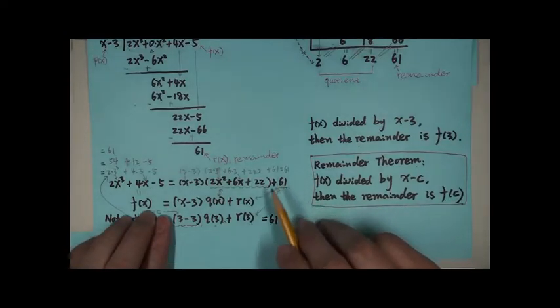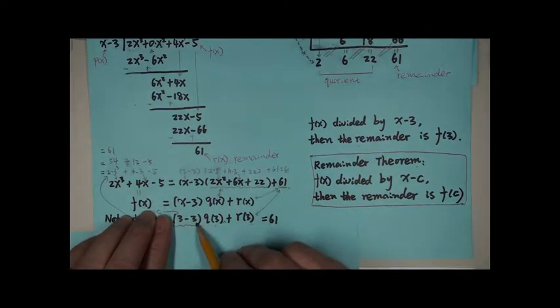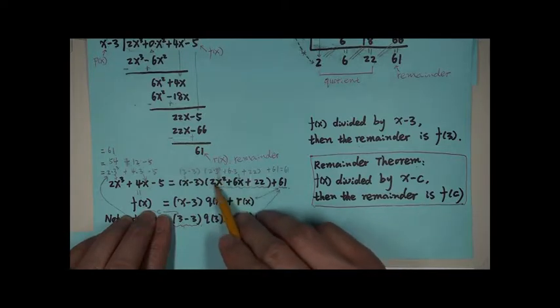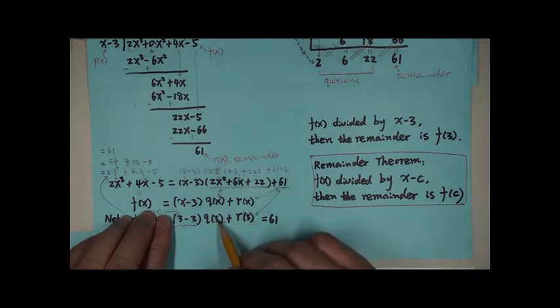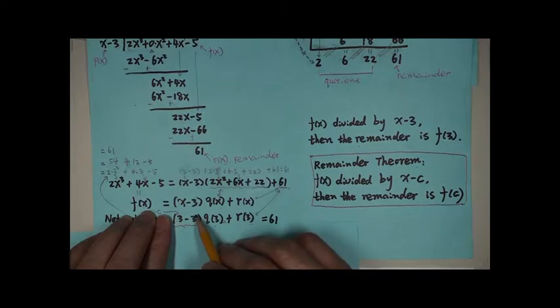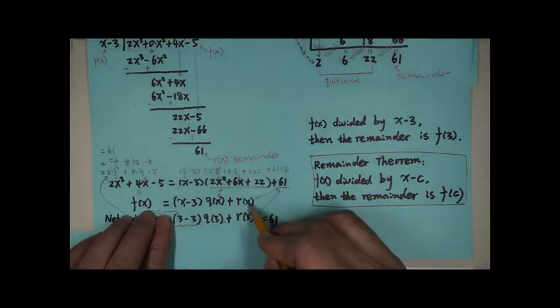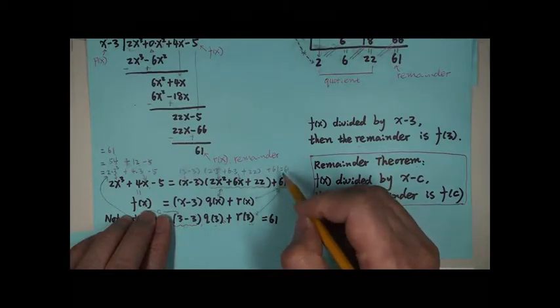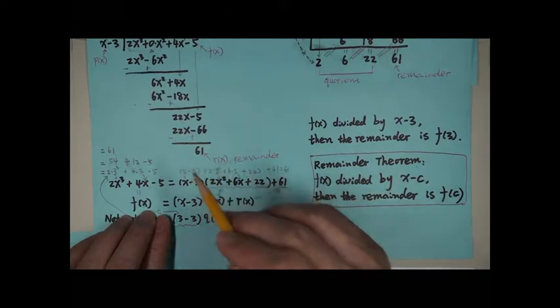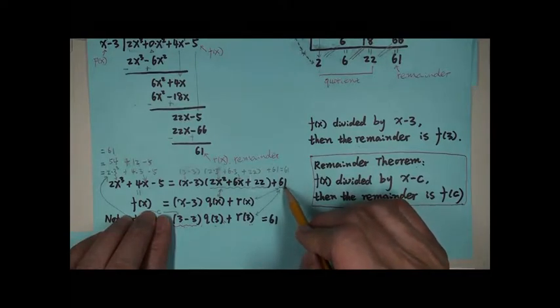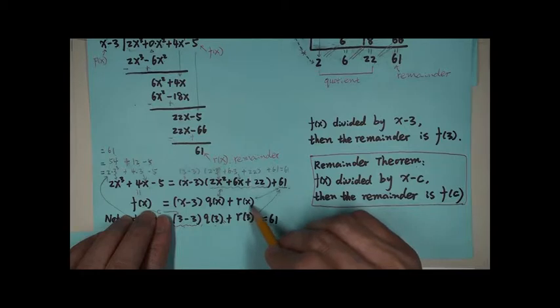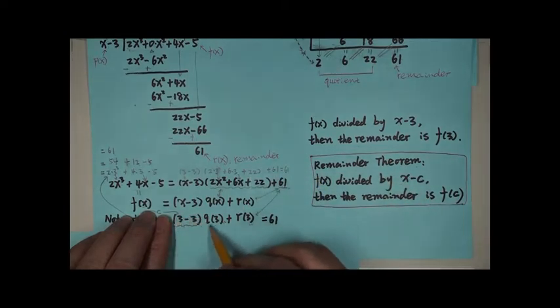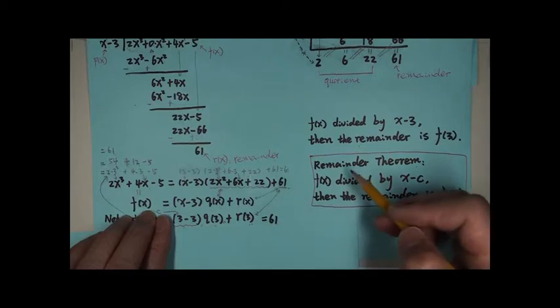Again, the right-hand side is similar. This one replaced by 3, 3 minus 3, 0, times q of x. q of x was this one, and q of 3 is a big number, but here it is 0. So you get 0 times q of 3 is still 0. That's the quotient, and 61 is the remainder. So for any x, r of x is 61. You plug in 3, you still have 61. So 0 plus 61, you have 61.